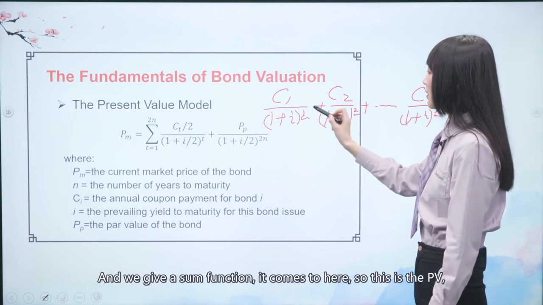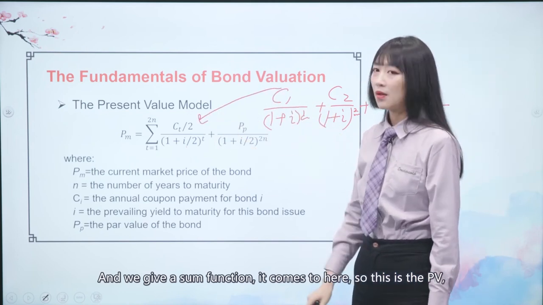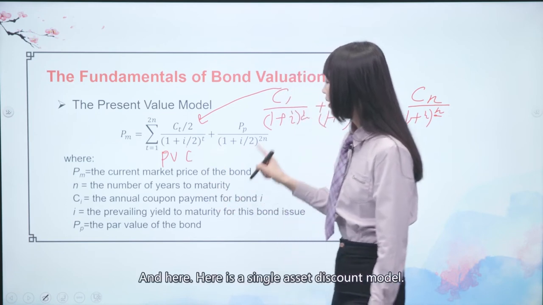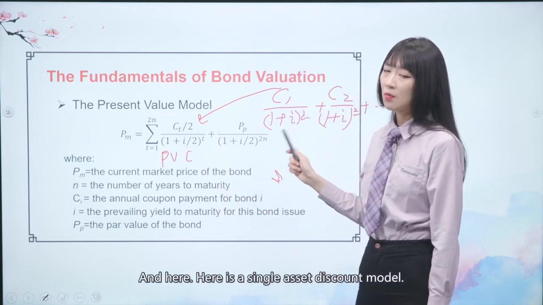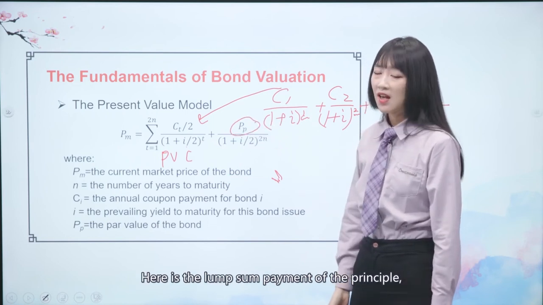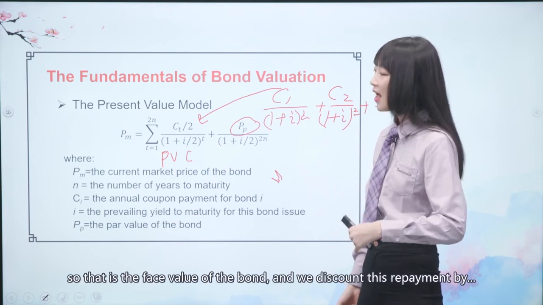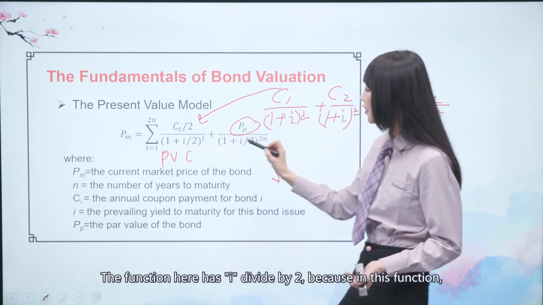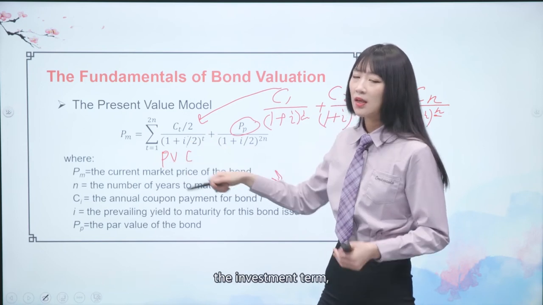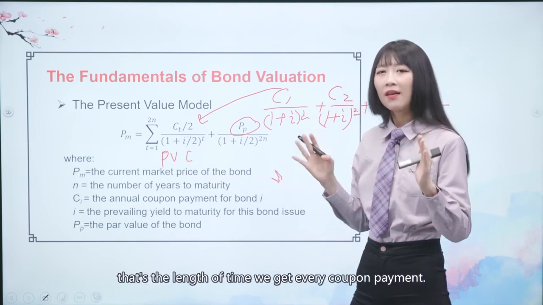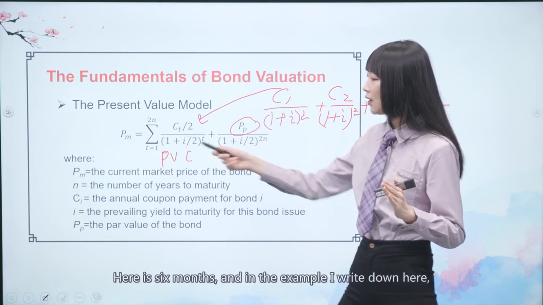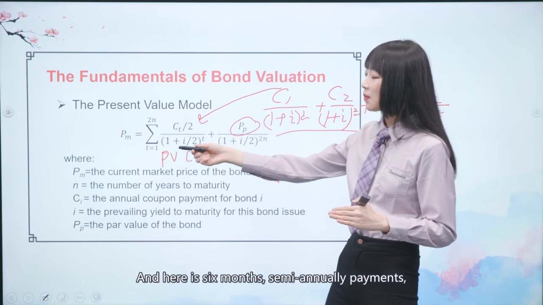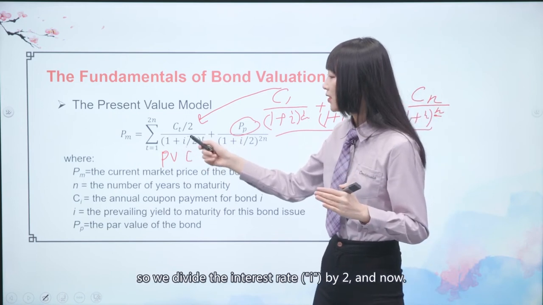Now, that is the sum function, and this is the PV, the present value of the coupons. And here is a single asset discount model, the lump sum payment of the principal, which is the face value of the bond. We discount this repayment with i divided by 2, because the investment term, the length of time between coupon payments, here is 6 months, semi-annual payments, while in the example I wrote down it was annual payments. So we divide the interest rate by 2.